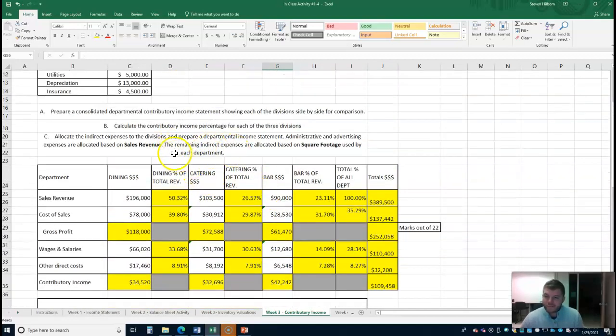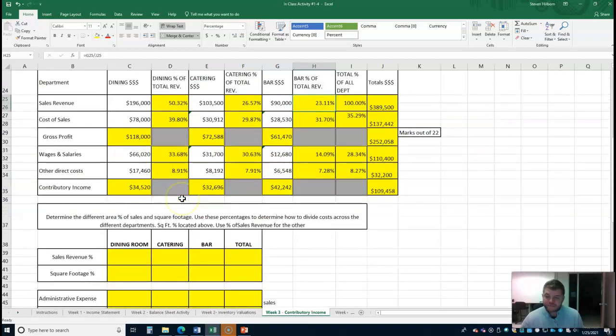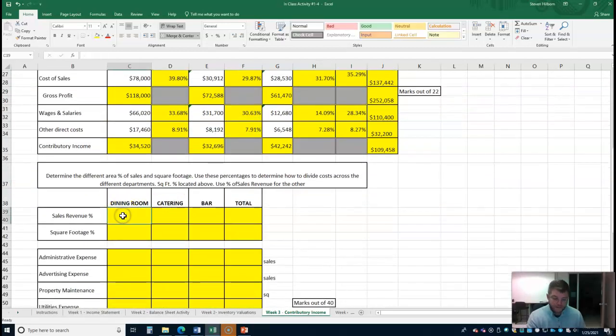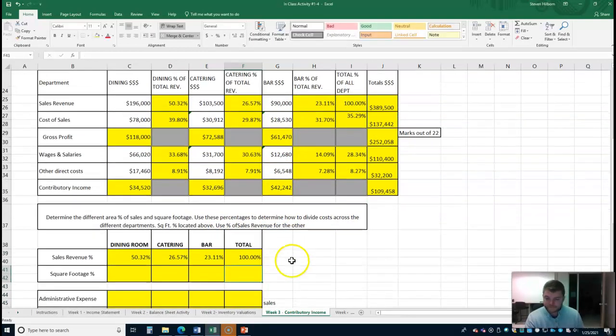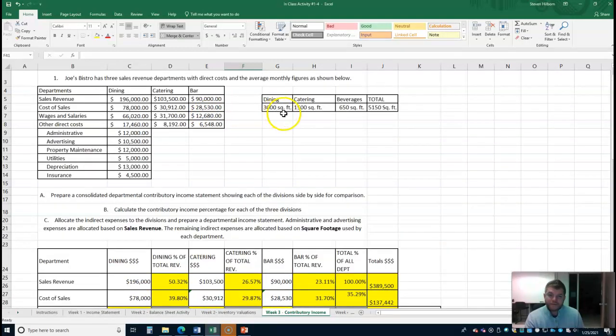Okay, and I want to know, are based on sales revenue, so I look at the percentages, and that's how I'm going to allocate the costs. Okay, so sales revenue percentage, 50%, catering, and bar, and then total. Square footage is 3,000, 1,500, and 650.